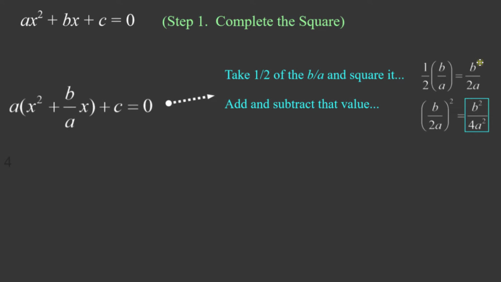You're just going to multiply these two fractions. But now I need to square it. So I need to square my numerator and I need to square my denominator. So I'm going to square b and I'm going to square 2a. And I end up with b squared over 4a squared.